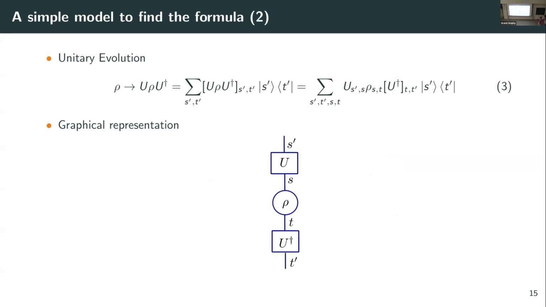Then I can do a unitary evolution of the density matrix. Rho is transformed to U rho U dagger, as you know. Mathematically, it means I have this kind of summation for the indices of the density matrix. It starts already looking ugly, right? So we like, in terms of networks, to represent this graphically. I have rho, I have S and T, the initial indices of the density matrix. I contract this with U and U dagger to obtain S prime and T prime. That's the root of this game so far.